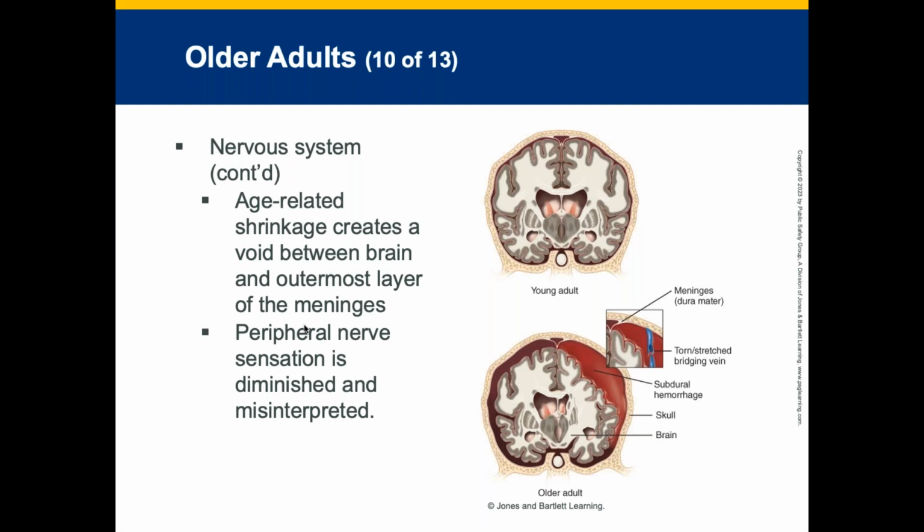So as you can see here in the older adult versus the young adult, there's not a lot of room inside here. You guys can see the mouse, right, that I'm putting around the outside of the brain? Yes. Okay, good. As you can see, the older you get, the brain starts to shrink, which allows more space. What you're seeing is a subdural hematoma. This is actually a bleed, what you're seeing in here.